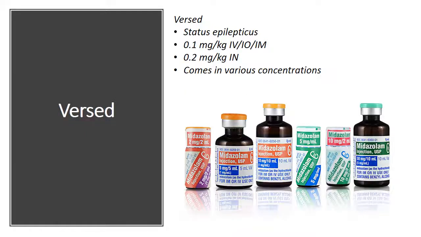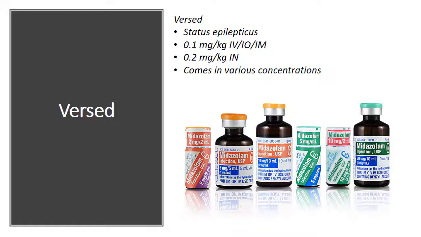Versed is indicated for that patient in status epilepticus, meaning that they're having a seizure that lasts 2 minutes or longer, or they're having consecutive seizures without regaining consciousness. So the dose for that is 0.1 milligrams per kilo, and that's if it's IV, IO, or IM, and double the dose, 0.2 milligrams per kilogram, if that's going atomized intranasally.